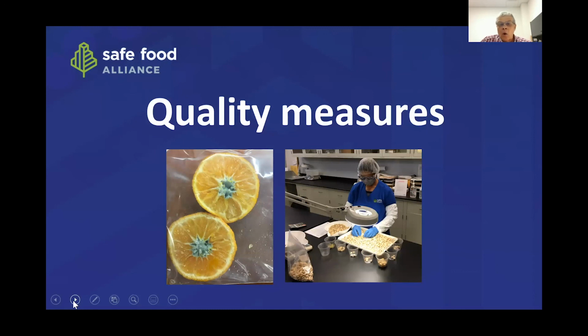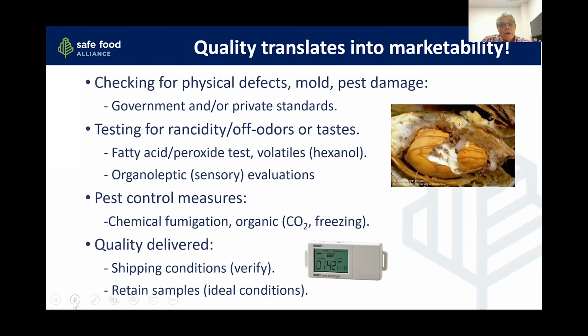Let's talk a little bit about quality issues here. Hopefully your citrus does not look like those oranges there in the left-hand picture. Quality translates into marketability. That's really what I think about when someone talks about the quality of the product. We're looking and checking for physical defects, mold, pest damage. This may be done to government standards and/or private standards. So often there will be some sort of a marketing order standard, a USDA grade or UNECE grade, for example, in the EU is commonly used. But there may be private standards as well in terms of defects.